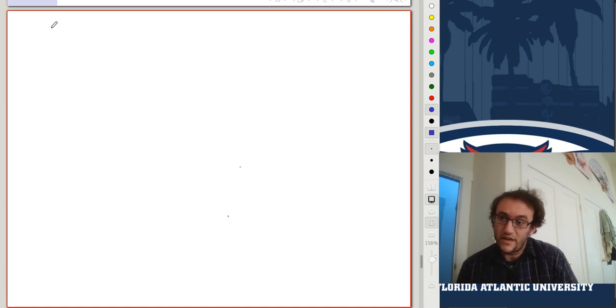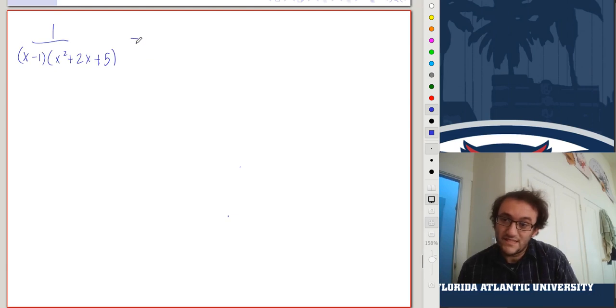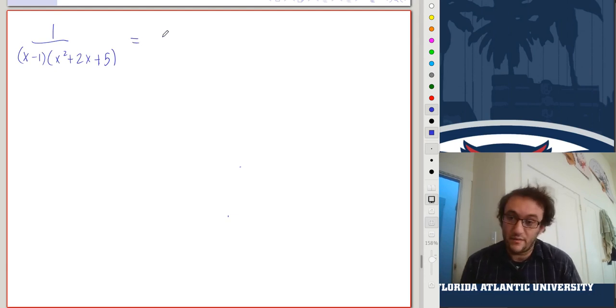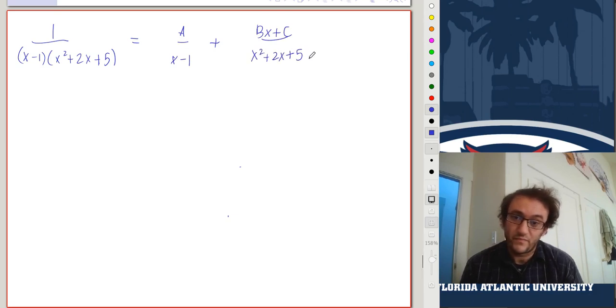Okay, so we have 1 over x minus 1 times x squared plus 2x plus 5, and we want to set that equal to partial fractions decomposition, which, because we have distinct factors of each of a linear term and an irreducible quadratic, we have a divided by x minus 1 plus bx plus c divided by x squared plus 2x plus 5. And this is the partial fraction decomposition.